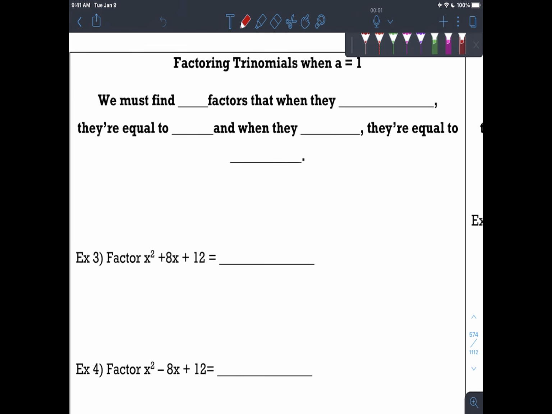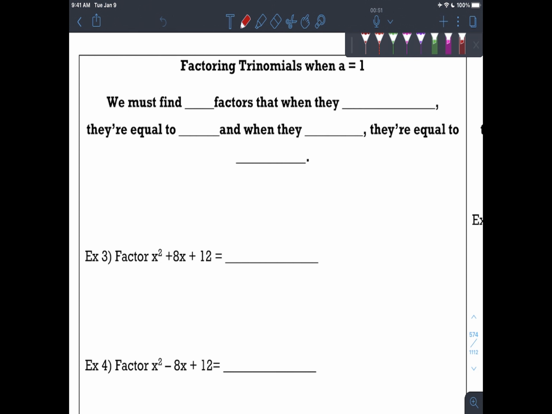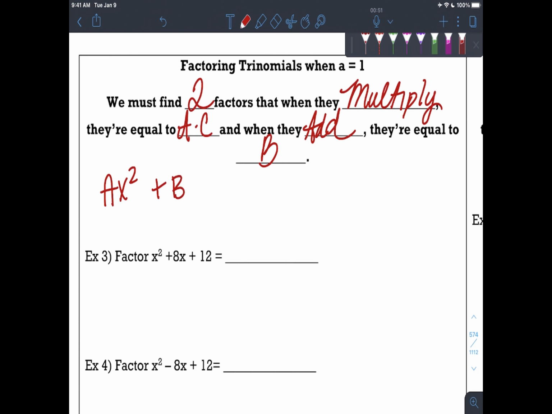So now we're going to talk about factoring trinomials, things with 3 terms. In order to do this, we have to find 2 factors that when they multiply, they are equal to A times C, and when they add, they're equal to B. These equations are always going to come in the form, remembering that B or C could be equal to 0.